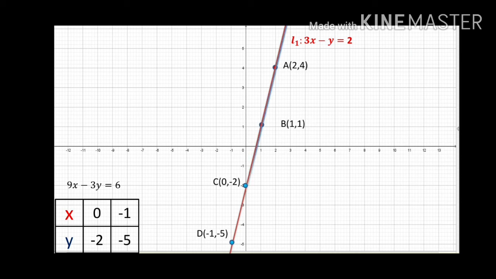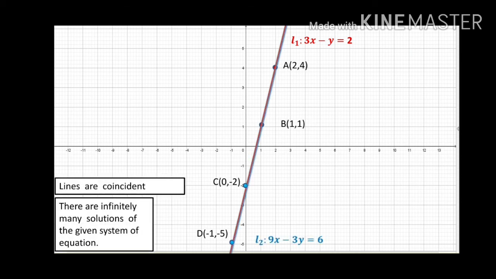So when we draw another line, it comes just upon the other, the two lines coincide. So we can say there are infinitely many solutions. Whatever the solution of equation 1, it will be the solution for equation 2 also. So the system of equations will have infinitely many solutions.